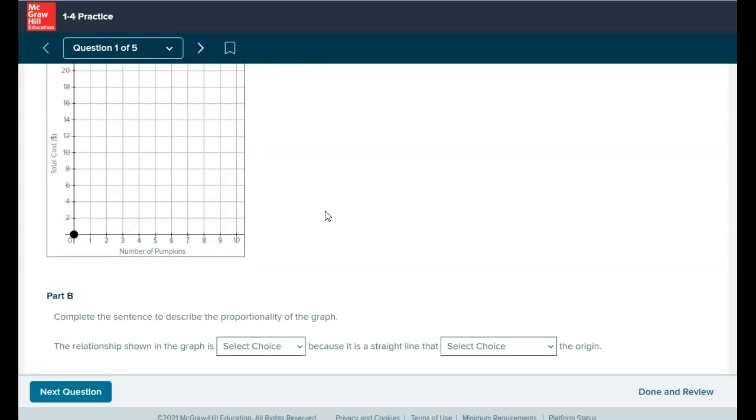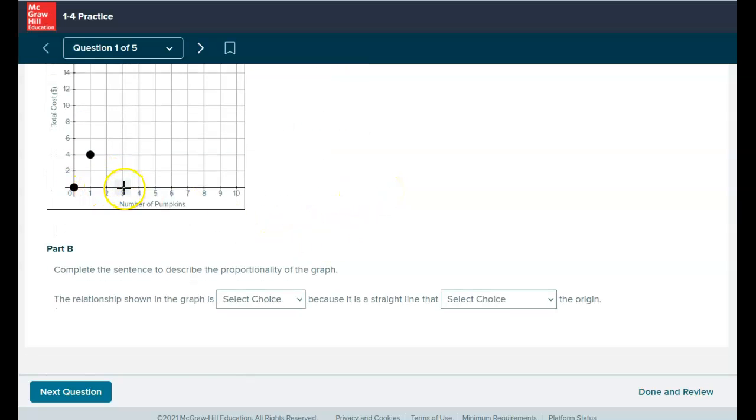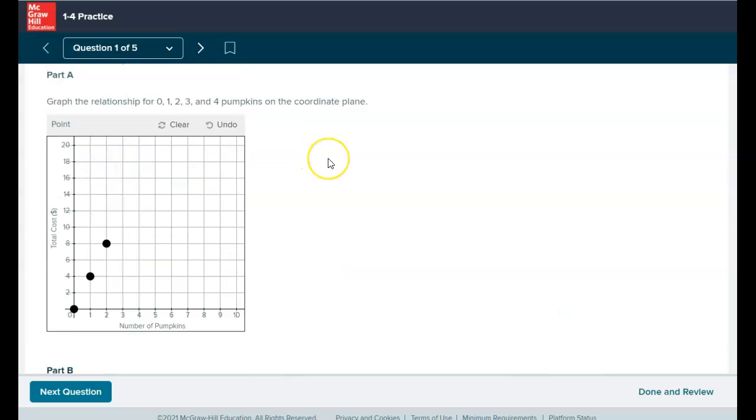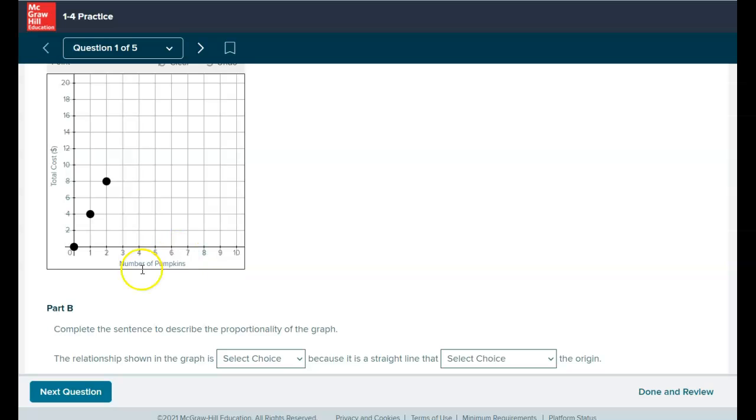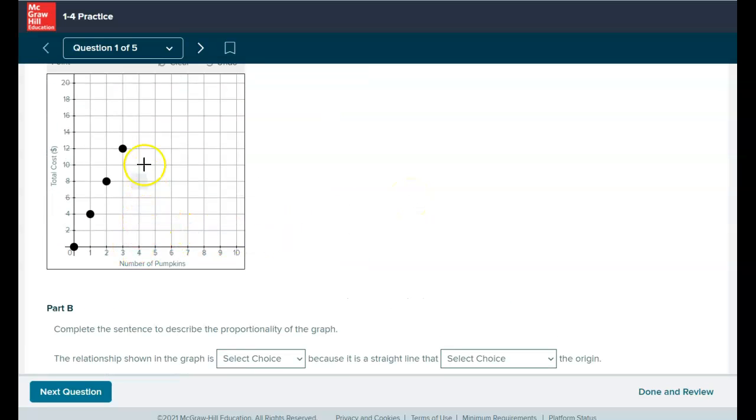All right, 1, 4. So one pumpkin will cost you $4. And 2, 8, 2 pumpkins will cost you $8. And 3 pumpkins are 12. And 4 is 16? Yep. 4 are 16. All right, so we've graphed the points.